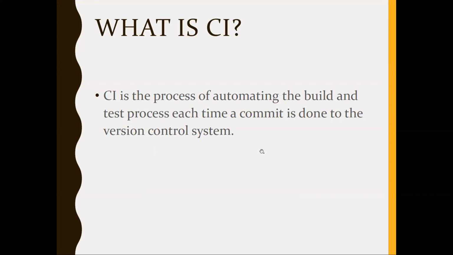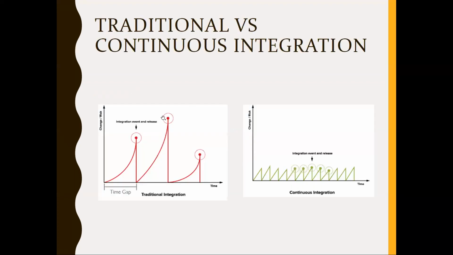So yeah, it's about automating the build test process each time a commit is done. See here, the traditional integration versus continuous integration. In the traditional integration, integration events were very few, once in a while, and the time gap between the events is very huge. Whereas here, the time gap between the integration events is very small. Integration is happening very frequently.